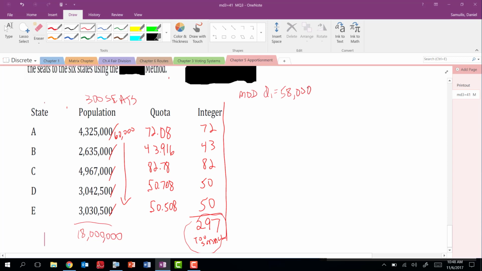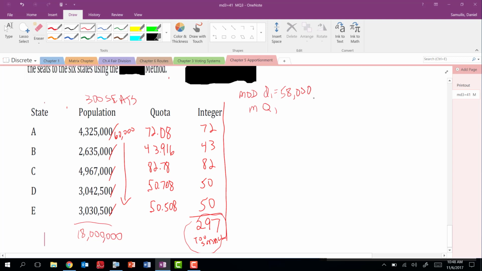Modified divisor 1, he's right. Why? When you divide by a smaller number, the numbers will what? The numbers will increase. So now my modified quota 1, I shouldn't have said mod, I should have said MD1. My MQ1 will be the following.